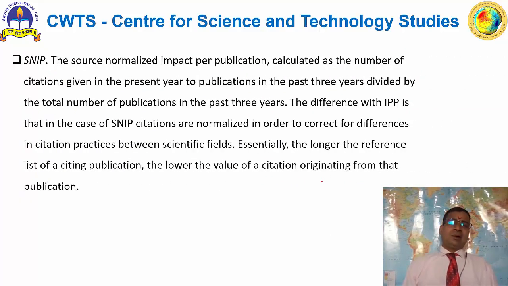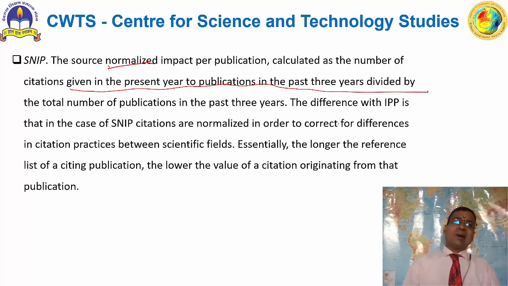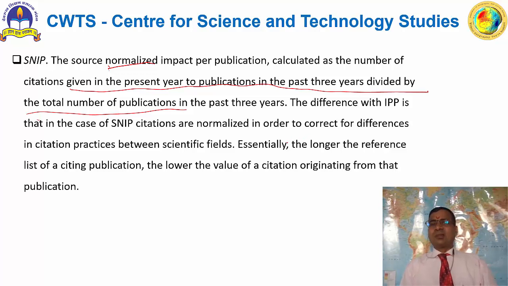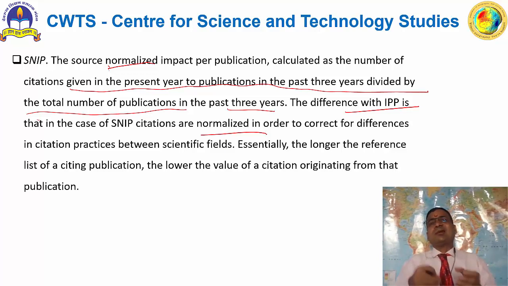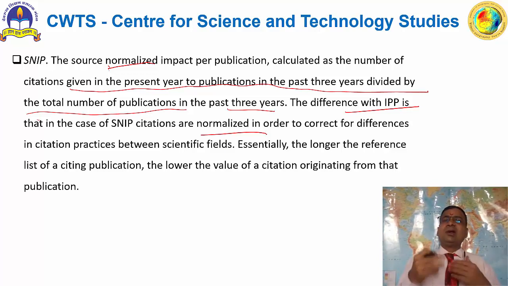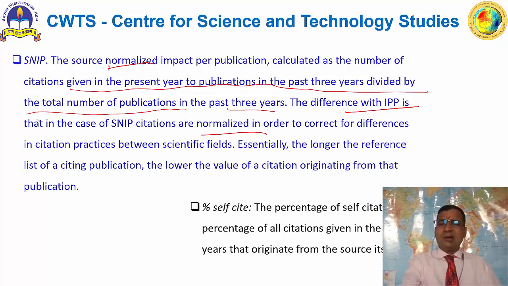Then SNIP, that is source normalized impact per publication. Here we are focusing on normalization of impact. It is not a raw impact, it is a normalized impact, and it is calculated as the number of citations given in the present year to publications in the past 3 years divided by the total number of publications in the past 3 years. The difference with IPP is that in the case of SNIP, citations are normalized. The process of normalization has been carried out to determine the SNIP for any journal.